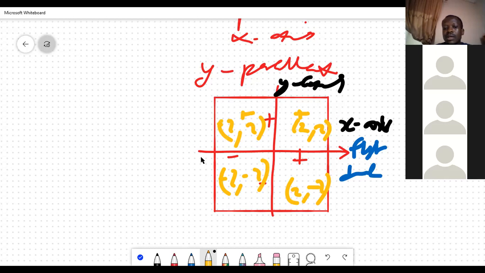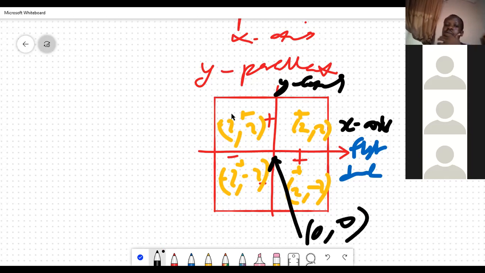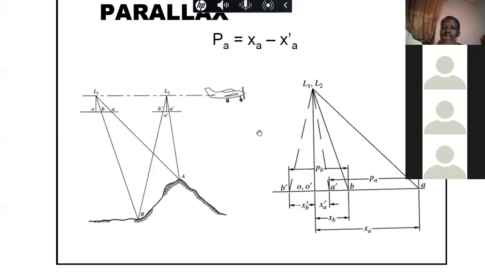For any particular point, we have to put a sign to it. So what it means is that the principal point defines the center or the origin of the coordinate system, and it is 0, 0. All right, let's go back. I just wanted you to put that in your mind because we need that.